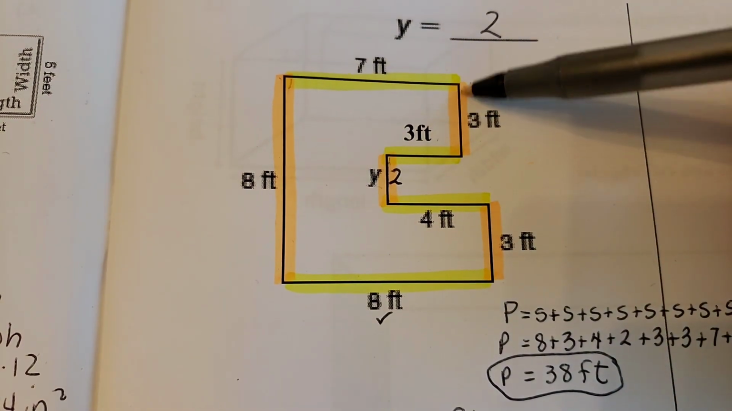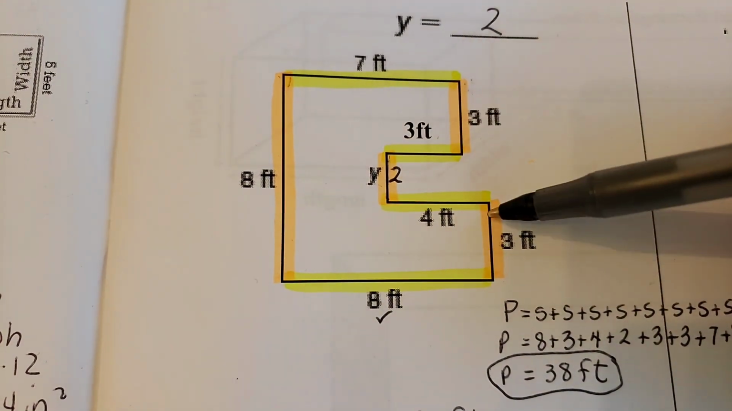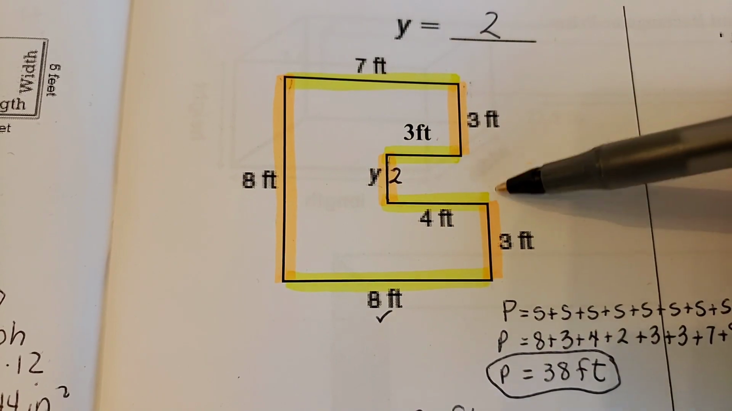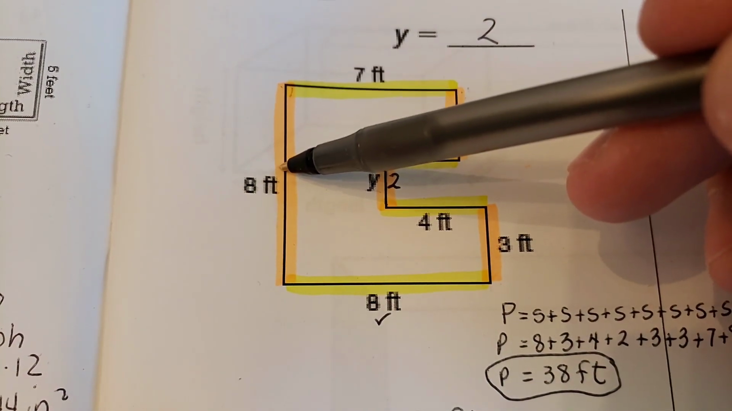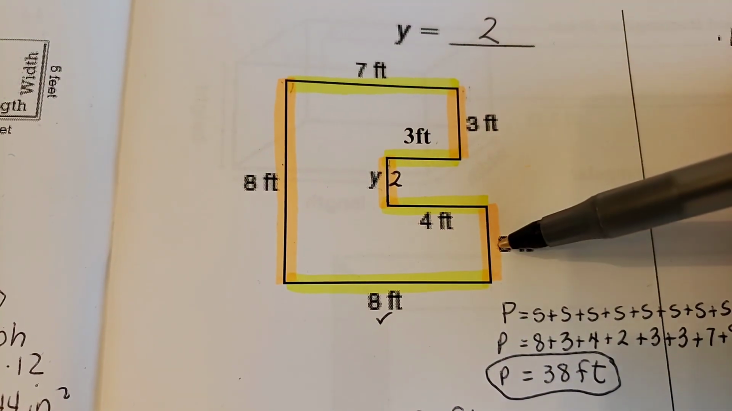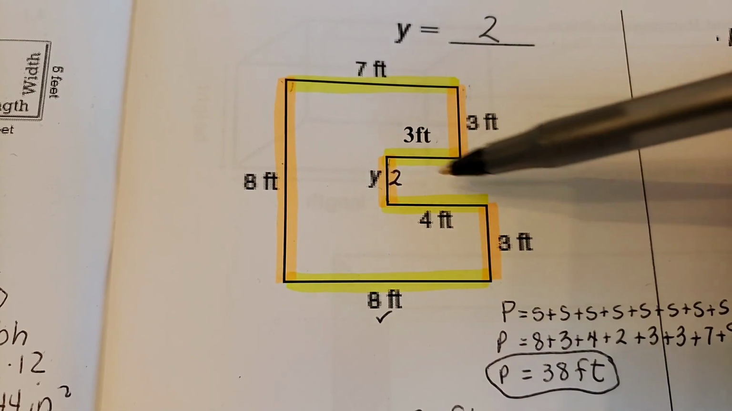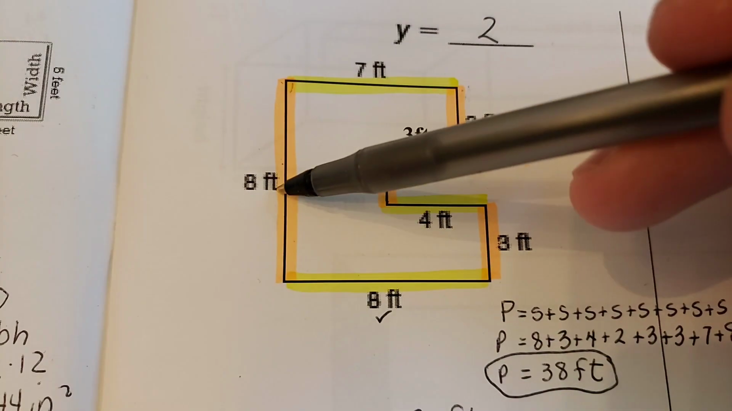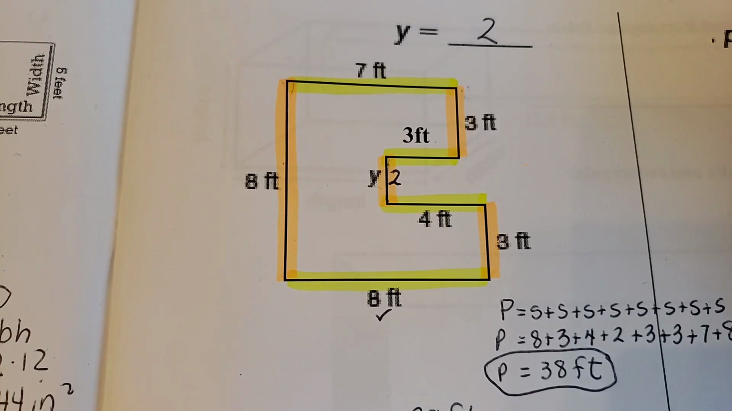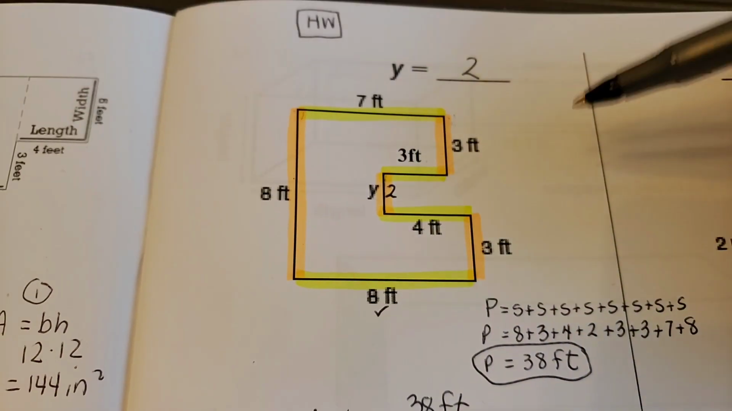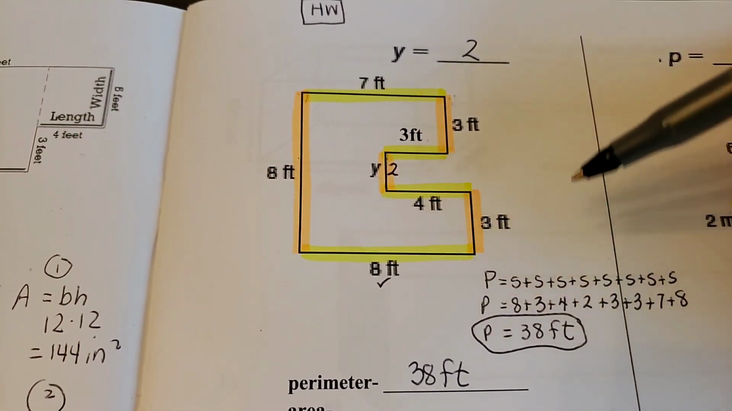So I knew that this one, plus this one, plus this one, all three of those would equal this one. So we have a 3 and a 3. That's 6. How much more till I get to 8? And the answer is 2. So as you can see here, I got 38 feet as a perimeter.